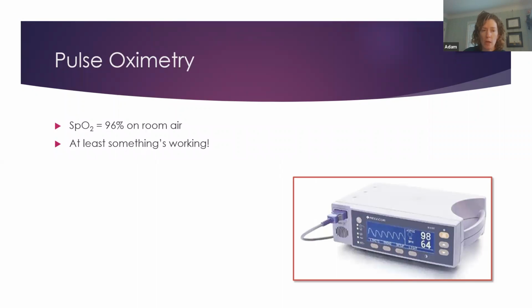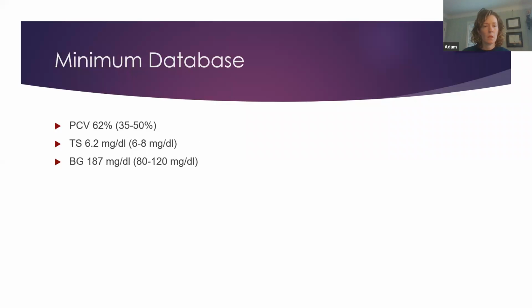Her pulse ox is okay. So we're getting 96% on room air, and it's fairly matching her heart rate fairly well. So at least she's oxygenating okay at this point. And then on her minimum database, as we're getting a little bit of blood and getting a catheter in, we can see that her PCV is 62 and her total solids are 6.2 with a blood sugar of 187.